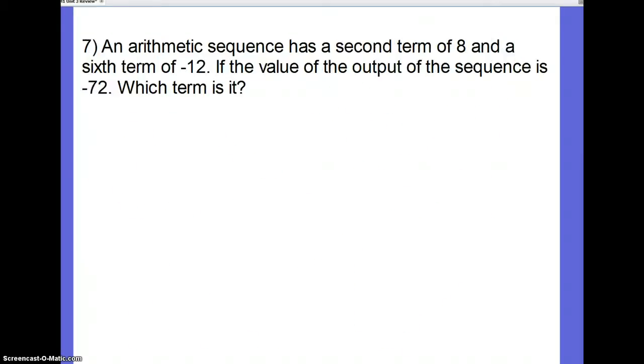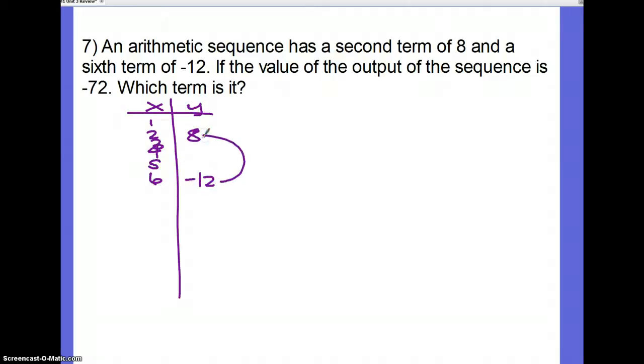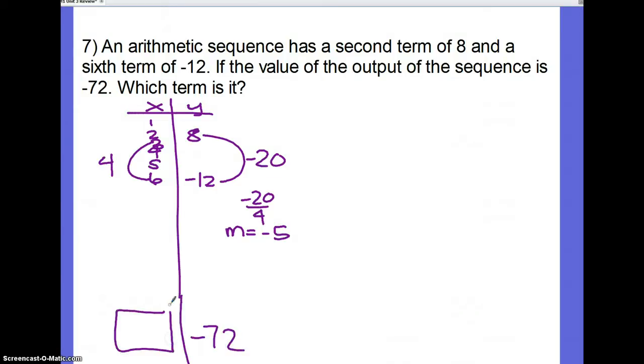Number 7, same type of question because I wanted you to have more practice with this. It says the second number is 8 and the sixth term is negative 12. Bottom take away top is negative 20. 6 take away 2 is 4. So negative 20 over 4, we know that the slope is negative 5. It's subtracting 5 every time. And it says if the value of the output is negative 72, what is the term number?